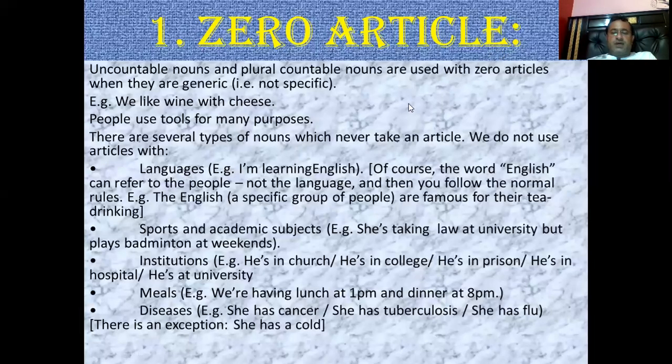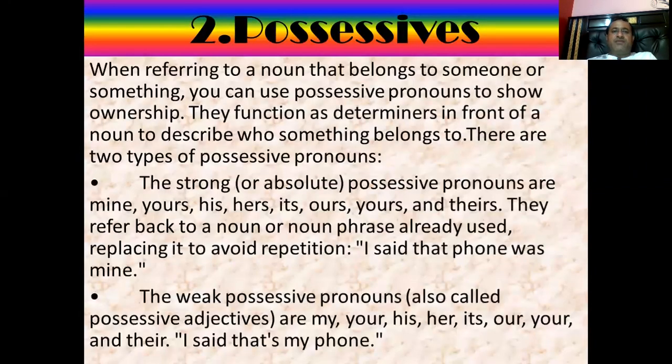So this was the very first kind of determiner, that is articles. Now moving to the next kind of determiner, that is possessives. When referring to a noun that belongs to someone or something, you can use possessive pronouns to show ownership. They function as determiners in front of a noun to describe who something belongs to. There are two types of possessive pronouns.